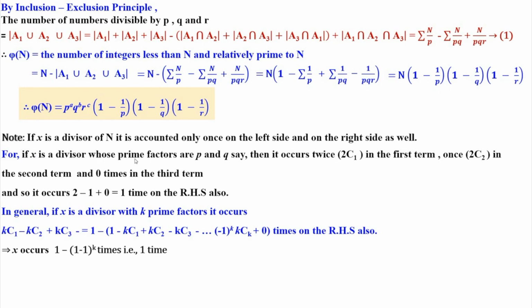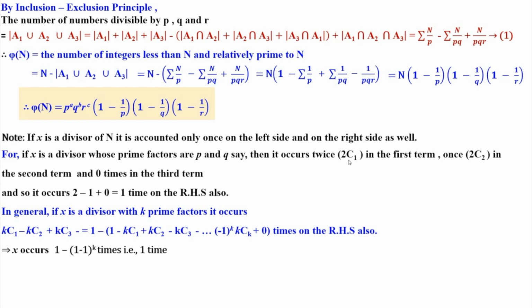If x is a divisor whose prime factors are just p and q, say. In this case we have p, q, r for 30, but the divisors will be, say, 2 and 3 in the case of 30. It can be just 2 and 3, or 3 into 5, or 2 into 5, or just 2 alone, or just 3 alone, or just 5 alone, or all the 3 together. So the divisor can be in those forms. So if x is a divisor whose prime factors are p and q, say, then how many times does it occur?